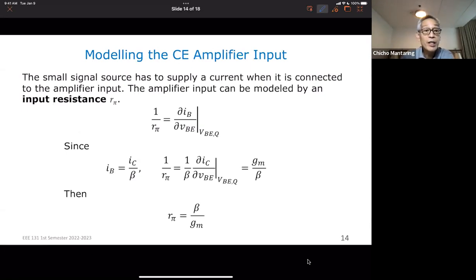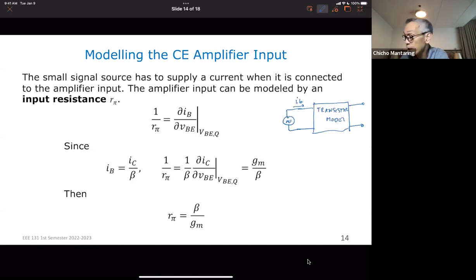So this is modeling the amplifier input. No? So the small signal source has to supply a current when it is connected to the amplifier input. And the amplifier input can be modeled by an input resistance, which we call R of pi. In other words, if this is our transistor model, okay, so ganyan yan. Let's say magkabit ako ng signal source dito. Okay. Of course, a current is going to flow.